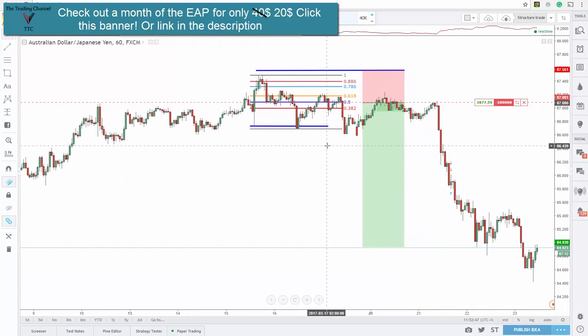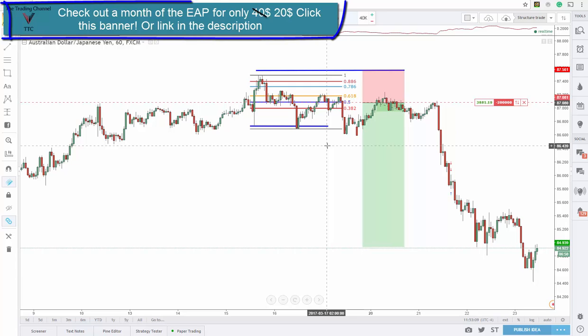And guys, this is just a simple trade using the simple strategy that I discussed with you earlier. And that's a strategy that I like to use in the markets on a daily basis.